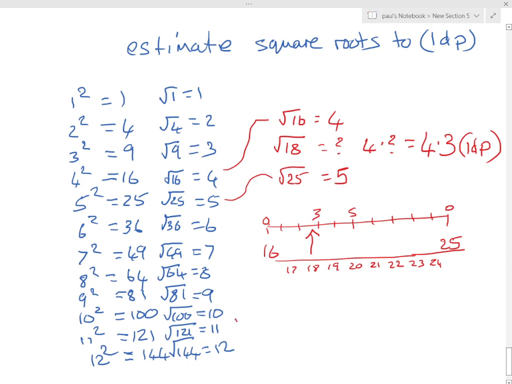The square root of 115 is in between these two, and it's closer to that than it is to that. This is 21 and 15, so I will call it 10.7 to 1 decimal place. That's how you do that.